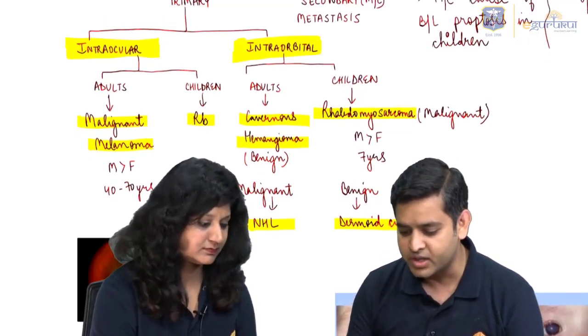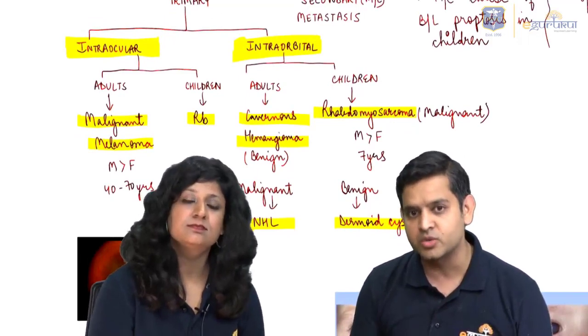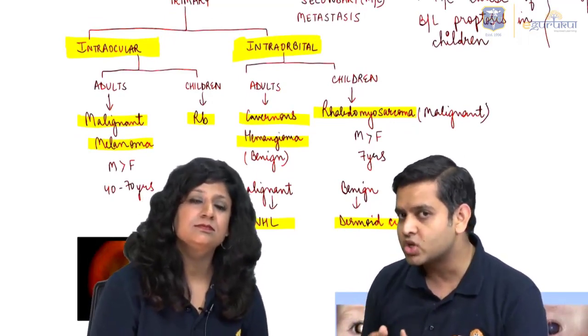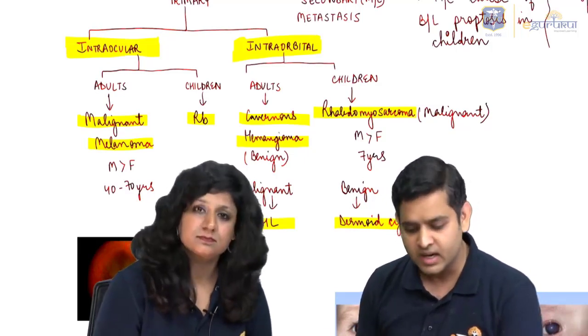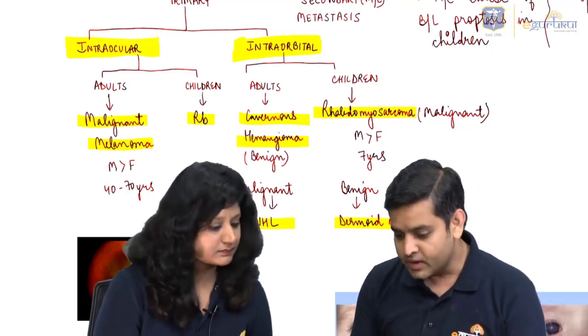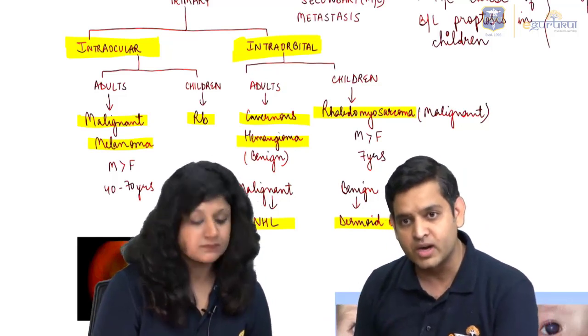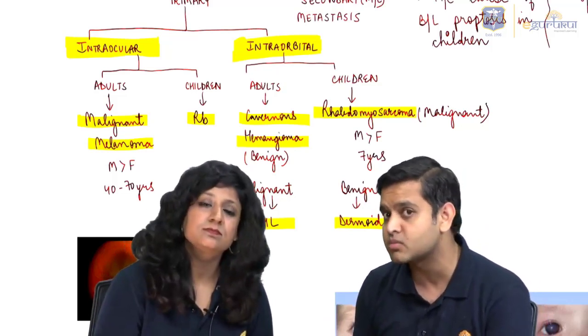Now, as you rightly pointed out, if you look at intraocular tumors, the majority of the time they are malignant. In children, it is retinoblastoma. In adults, it is malignant melanoma. Whereas for intraorbital tumors, in children the malignant tumors are more common.